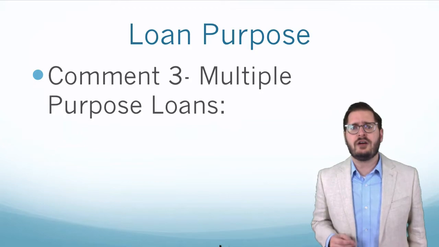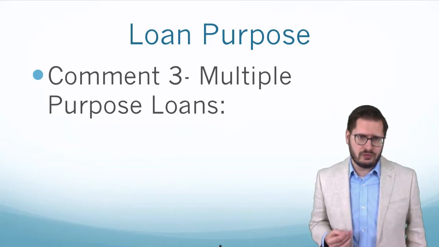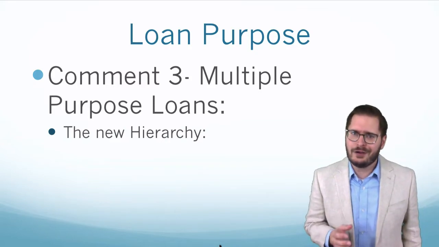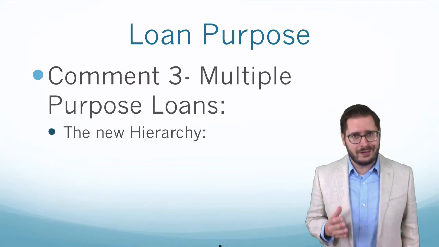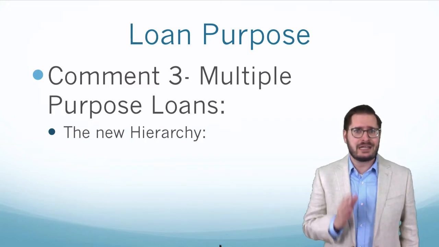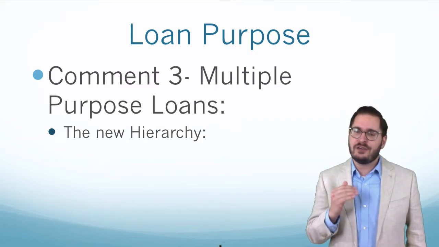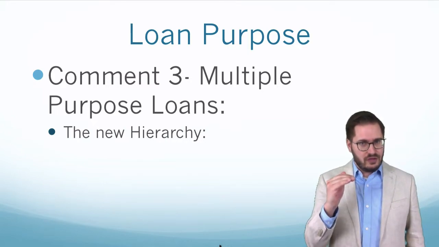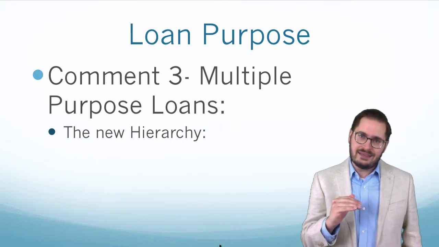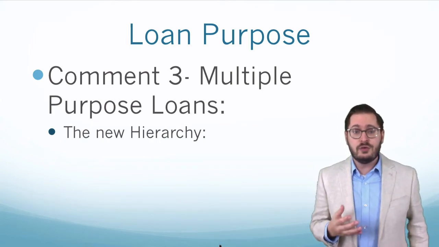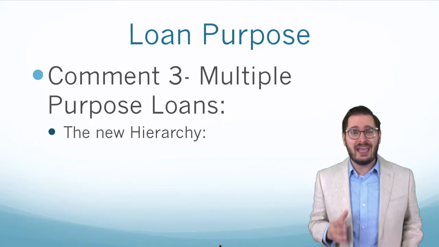So comment 3 talks about multiple purpose loans. Specifically, it gives us a new HMDA hierarchy. In the old days under HMDA, the prior rules before January 1st of 2018, the hierarchy was set for years. You had a purchase first, a home improvement loan second, followed by a refinance. That was the hierarchy. But when the new rules came out, there is a change in this hierarchy.